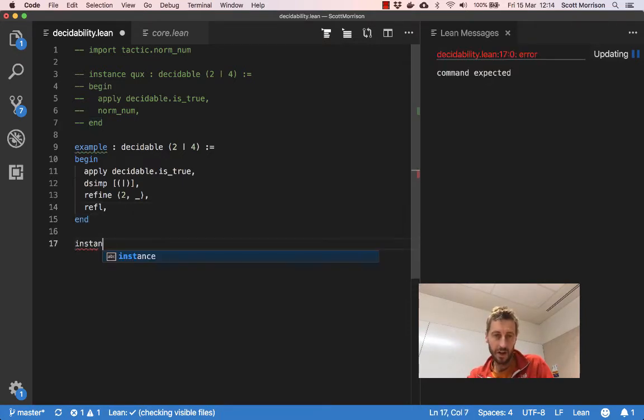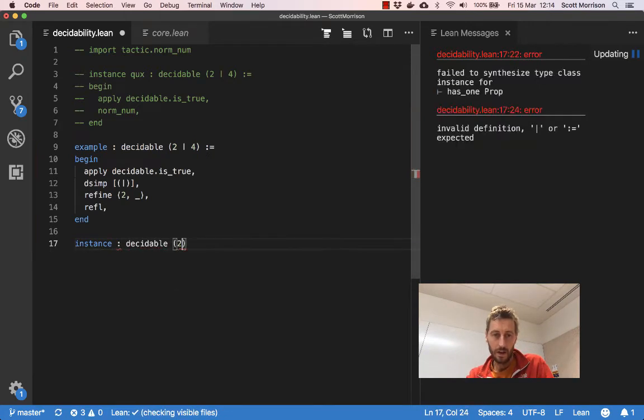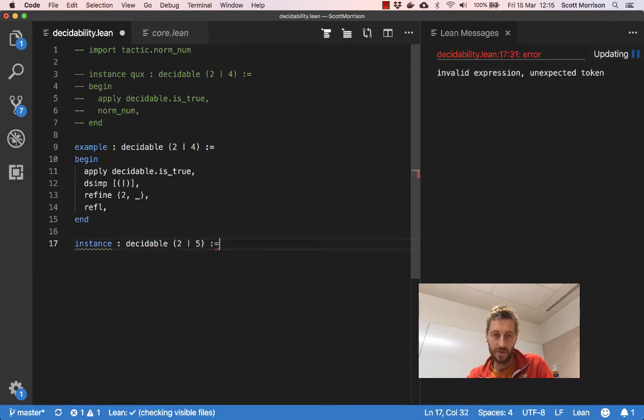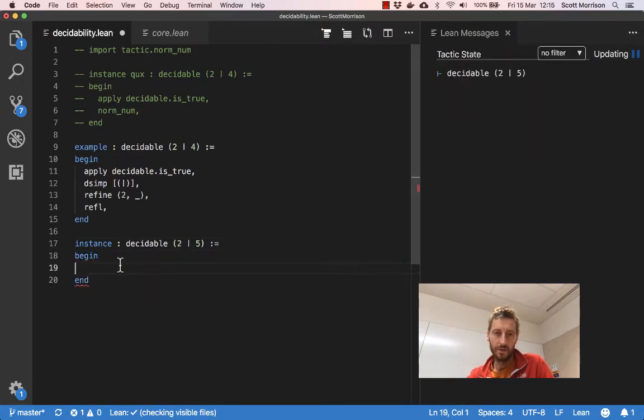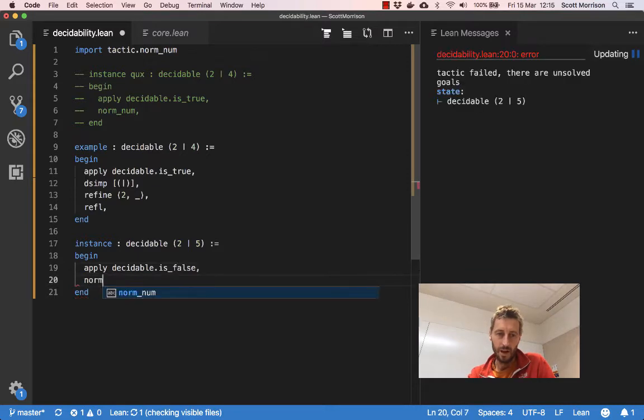Actually, much harder is when you need to do this. So how do we do this one? Maybe let's import norm num for a moment. Yep. And then norm num will finish it from there. But if you wanted to do it another way, you have to work a little bit harder to do divisibility by hand. Okay.